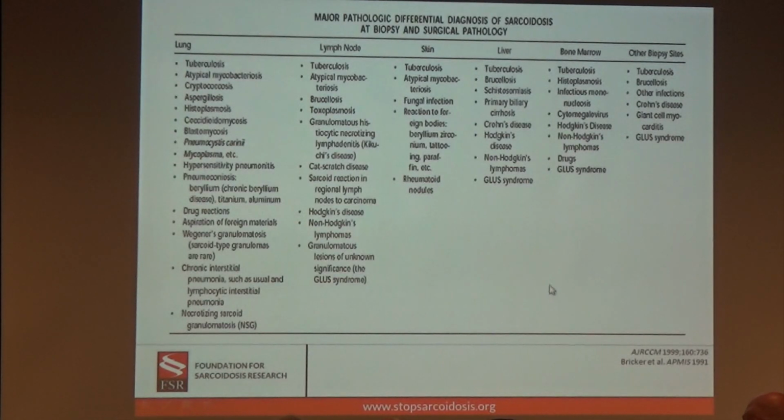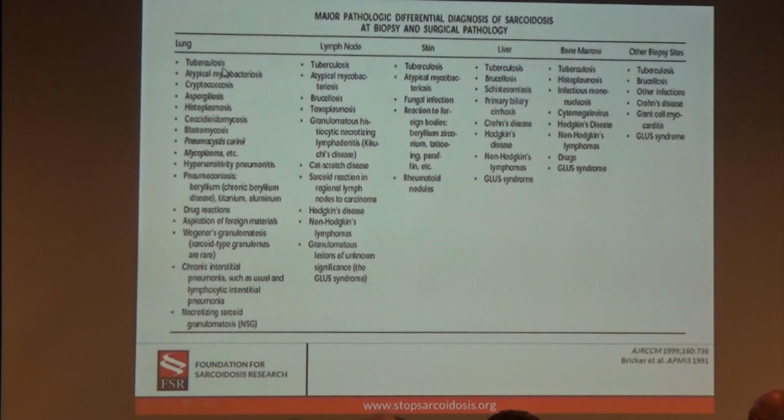So this is the table. This is from that paper I was telling you from 1999 that defined sarcoidosis. Look at the list. So here across the top it says lung, lymph node, skin, liver, bone marrow, and other. So let's say I biopsy the lungs and I get a granuloma. These are the other things that I need to make sure my patient doesn't have before I can say they have sarcoidosis. That list is huge.